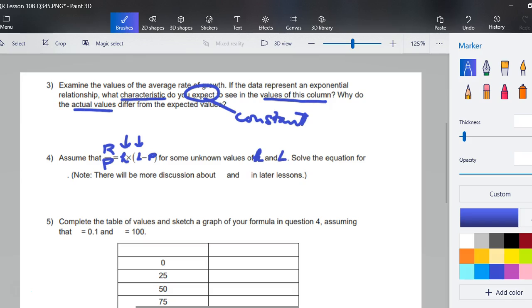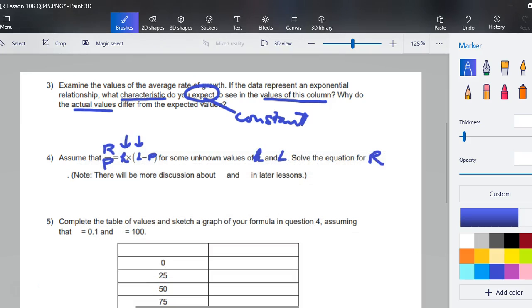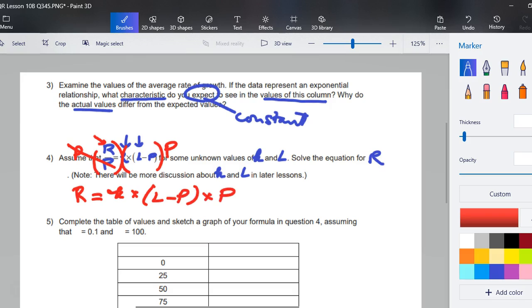Solve the equation for R. And looking back at the spreadsheet, R represents first differences. There's going to be more discussion about K and L in later discussions, but they're asking us to solve the equation for just R. Do not freak out about this. Look where the R is, and you see the R is in the numerator right here on the left-hand side. And so if we simply multiply both sides by P, then this P divided by P becomes 1, and we're done. The R is worth K times the L minus P times P.